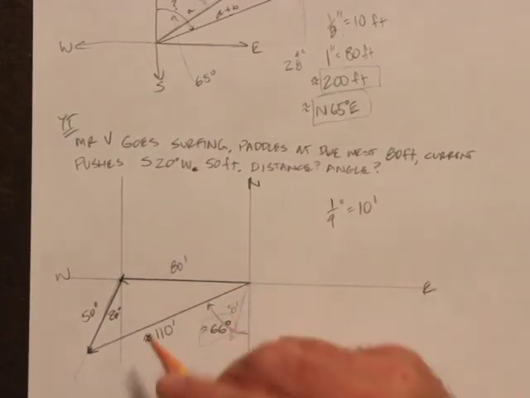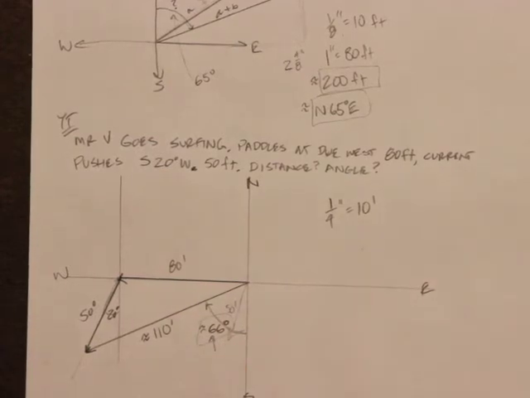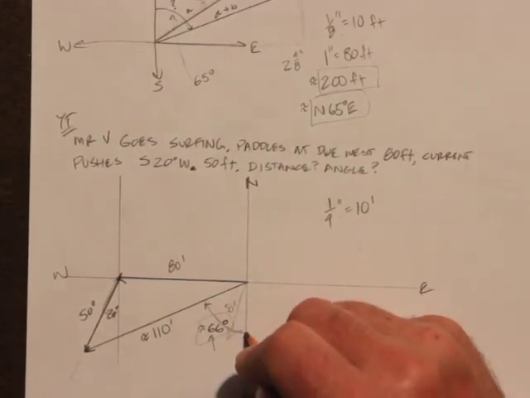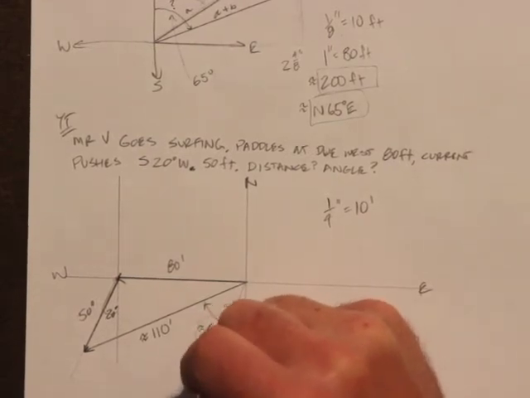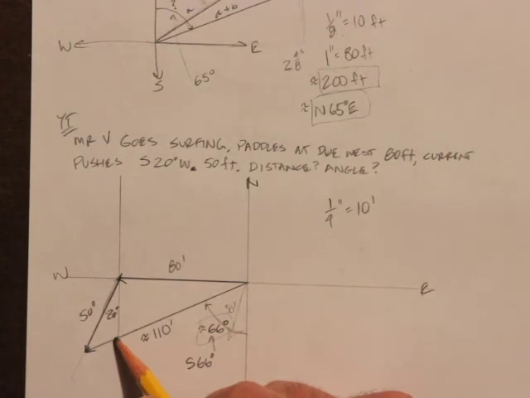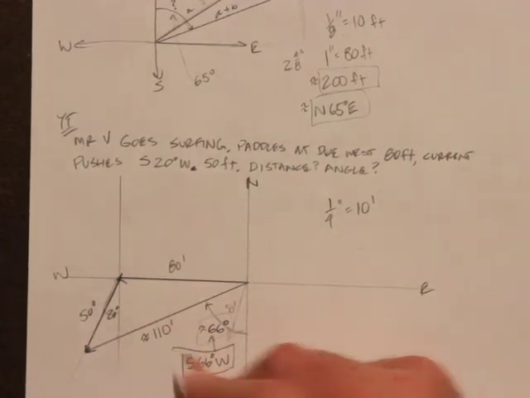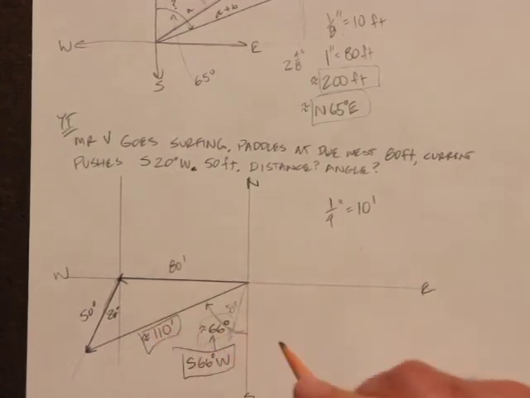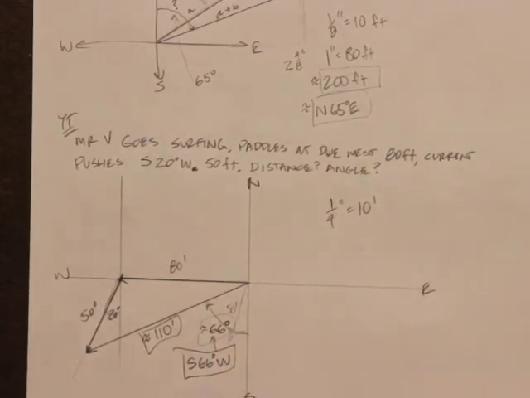And so there. Now we need to know what the bearing is here. So I start from south, 66 degrees west is my answer. So I've gone 110 feet at south 66 degrees west.